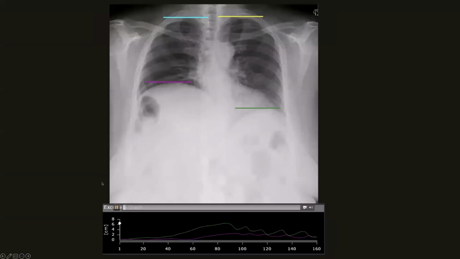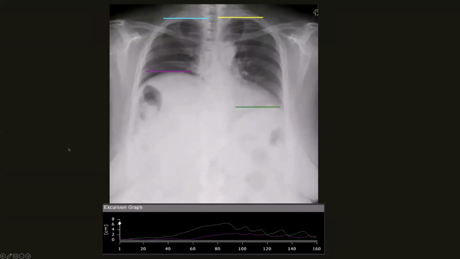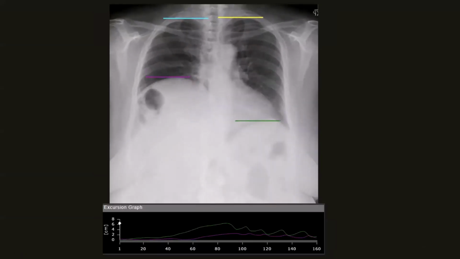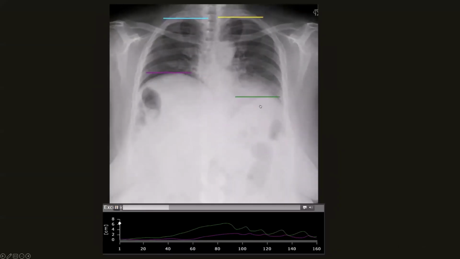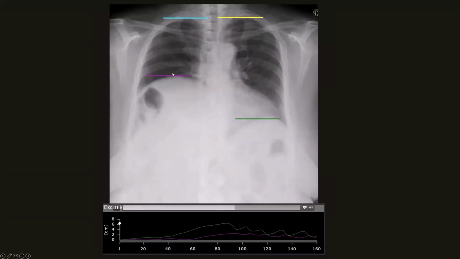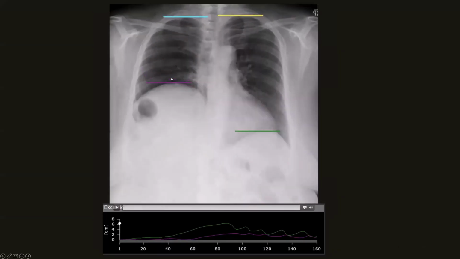This is another case of a patient that came in to be assessed for elevated right hemidiaphragm. And what you see here is, as the patient takes in a deep breath, the left hemidiaphragm goes down normally, but the right hemidiaphragm appears to move up slightly, suggesting paradoxical motion. And this was confirmed with this excursion graph, where you can see that the purple line indicating the right hemidiaphragm moves opposite to the green line indicating the left hemidiaphragm, compatible with paradoxical motion in this patient with diaphragmatic paralysis.